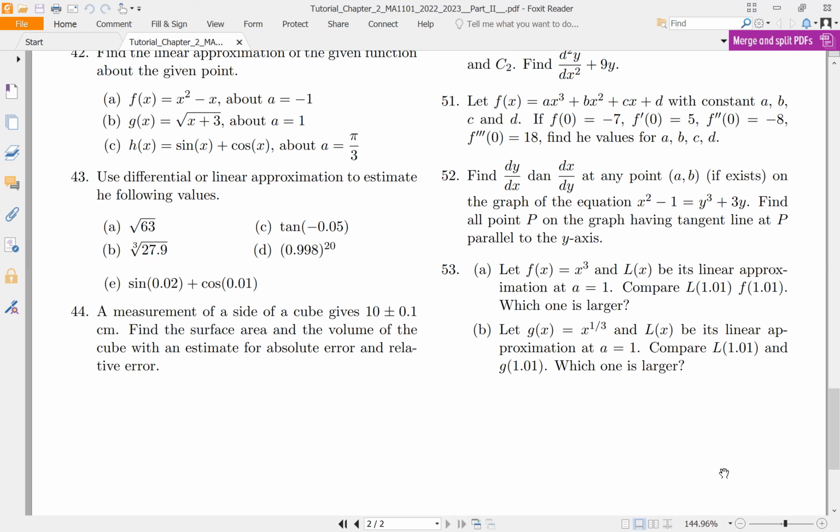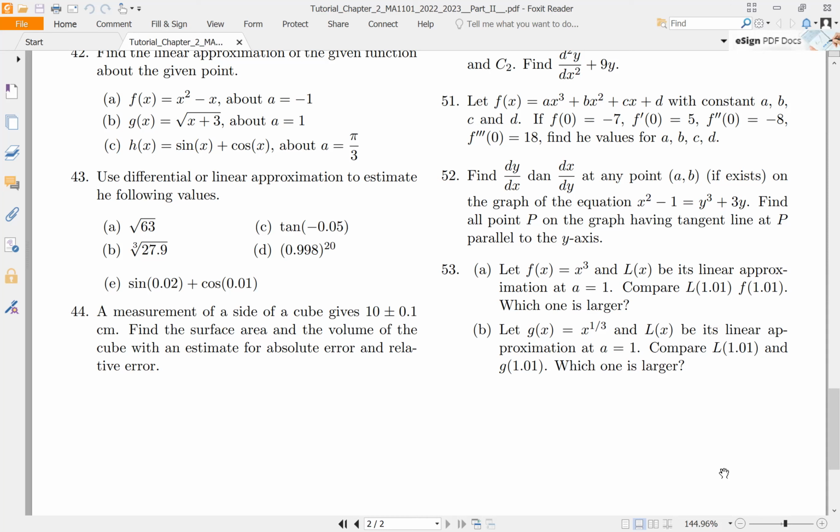And first, of course, just find the linear approximation. Obviously, the value of a is 27 there. Just find the linear approximation of cube root of x about a equals 27. After finding the linear approximation, just substitute x equals 27.9. So we get the approximation. And similarly for 43c, that will be tangent of minus 0.05.